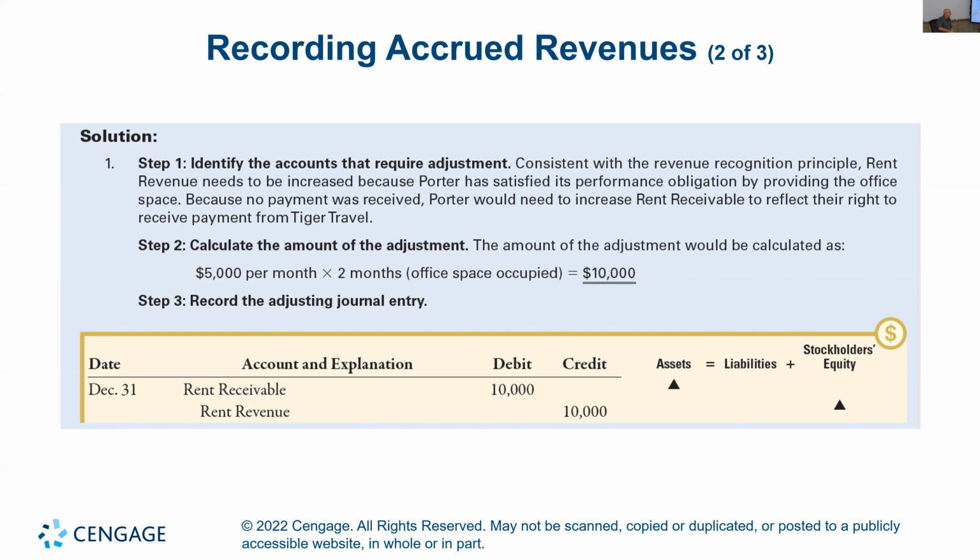Calculate the amount. At December 31st, there have been 2 months used. They agreed to $5,000 per month, multiplied by the 2 months they used in November and December. So we are now owed $10,000. So we will record our adjusting entry as rent receivable, a debit, an asset increasing, and rent revenue also increasing with a credit.